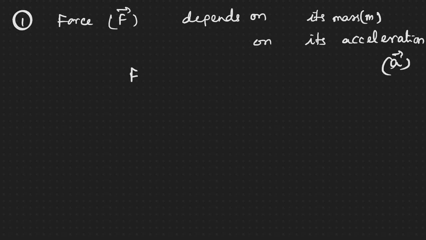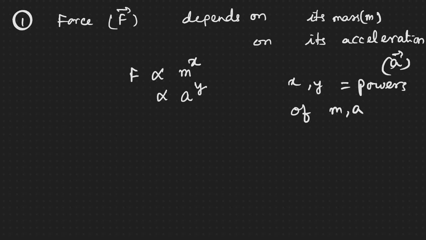So I will write it as F varies as, I'll omit the vector signs because in the dimensional formula they are not required. F is proportional to M to the power X. We don't know to which power it will be raised. And F varies as A to the power Y, where X and Y are the powers of M and A respectively. You have to write this; it would be better when you are deriving any equation.